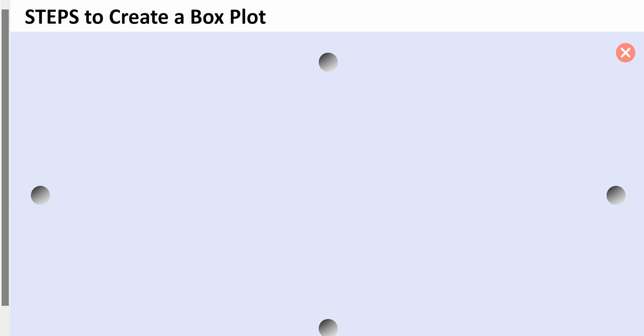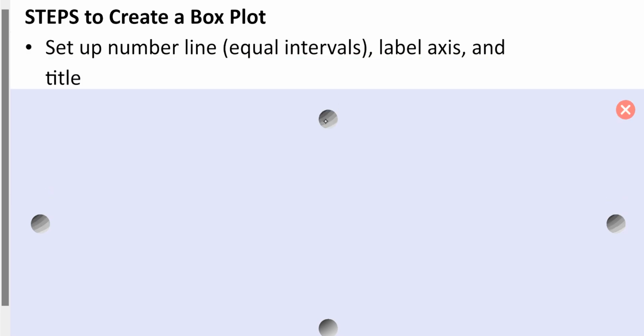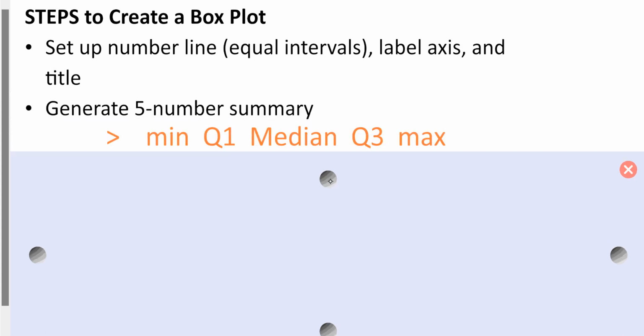So now we want to actually create a box plot. How do we do it? We're going to set up a number line with equal intervals, label the axis, and put a title on it. We're going to set up the number line with numbers that actually make sense for our data. Okay? You do not have to have everything. We're going to then generate our 5-number summary. We need those 5 things because that is what makes up a box plot.